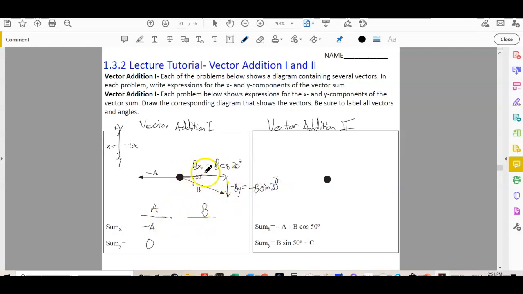So that means the X direction component is going to be B cosine of 20 degrees, pointing to the right, and the Y direction component is pointing down by B sine of 20 degrees. Okay?